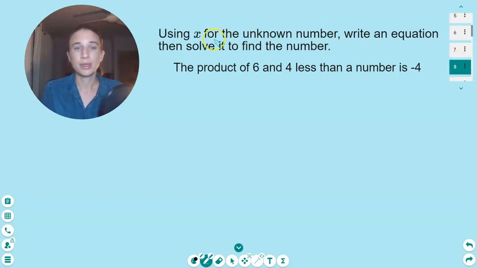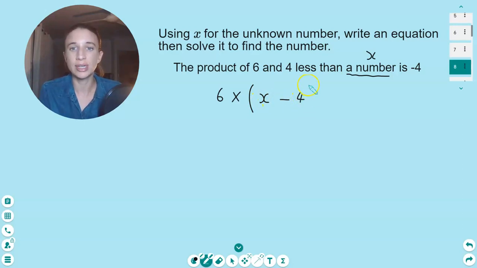Let's check it out. It says using x for the unknown number, write an equation, then solve it to find the number. The product of 6 and 4 less than a number is -4. So it looks scary, sounds scary, but it's all right. The product means timesing. There's some key words in here that we translate the English into maths. Product of 6 and 4 less than a number. Let's let that number be x. So 4 less than x is written like that.